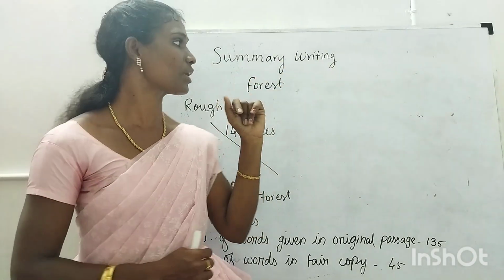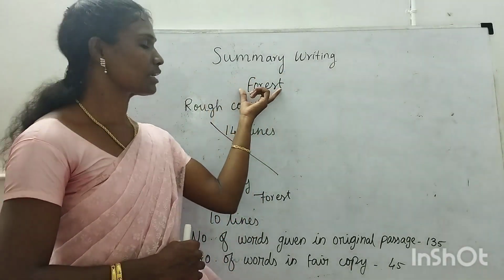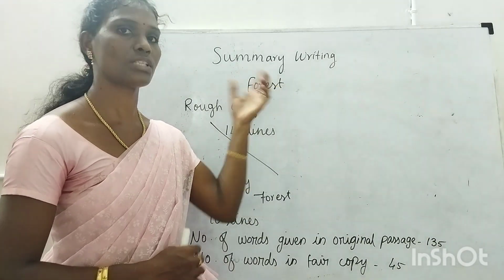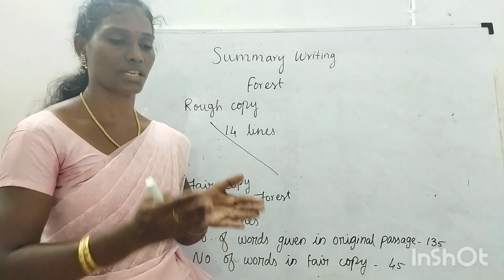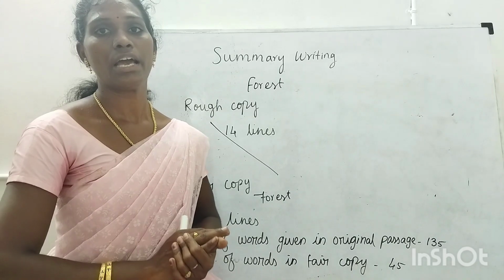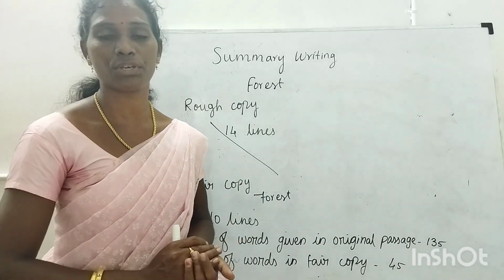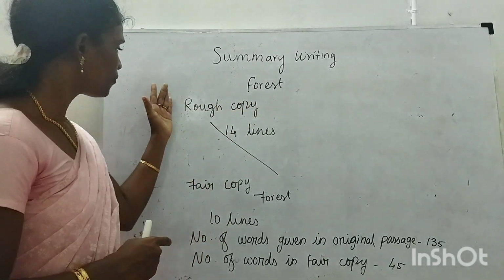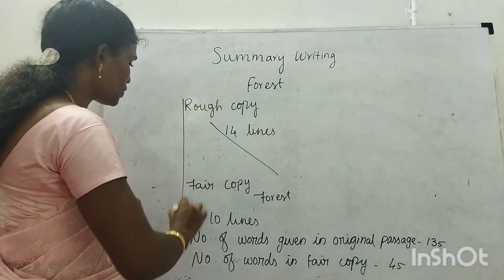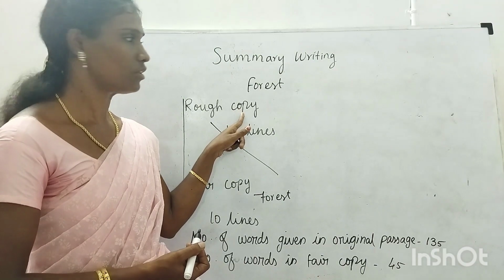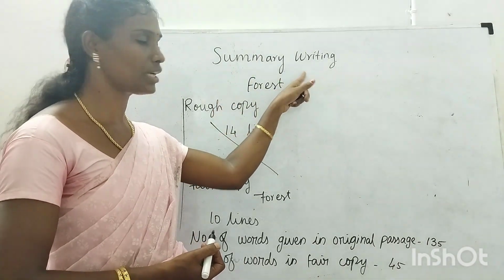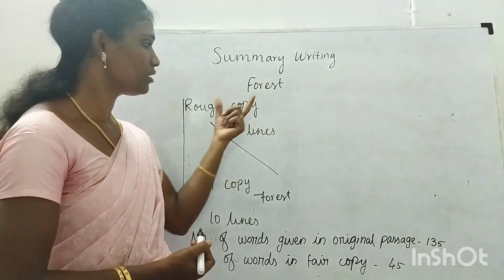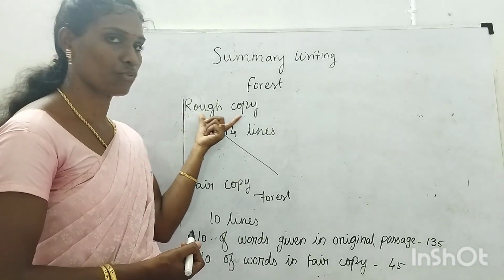So how to write summary writing? First, read the paragraph and choose one heading. Whatever the heading may be, it's nothing compulsory. This is the word you have to choose as the heading. From the first line itself, you can select one main word and write it as the heading. And next, near the margin, you can mention the rough copy. Write the heading, then the side heading, and write the rough copy.